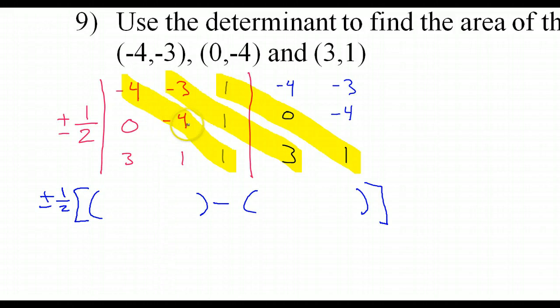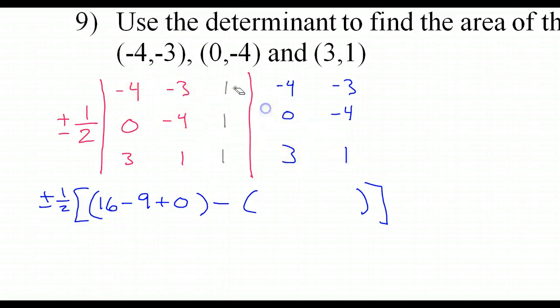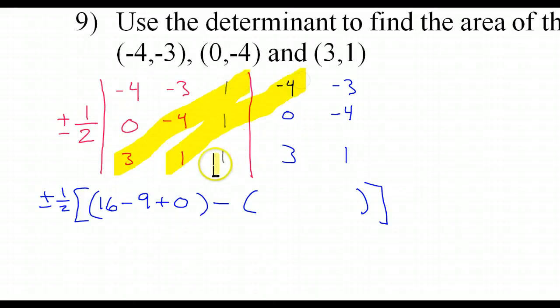Okay, that's positive 16. So that's one of my down diagonals. Negative 3 times 3 is negative 9. Times 1 doesn't change anything. So that's my next one. Anything times 0 is 0. So that's my third down diagonal. Now it's time to go back and do my up diagonals. My up diagonals are here, here, and here.